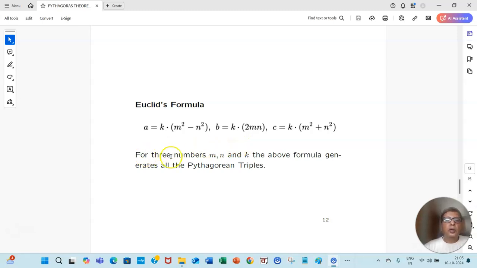So for any three numbers m, n, and k, the above formula generates a Pythagorean triple. Not only that, all the Pythagorean triples are of this form.